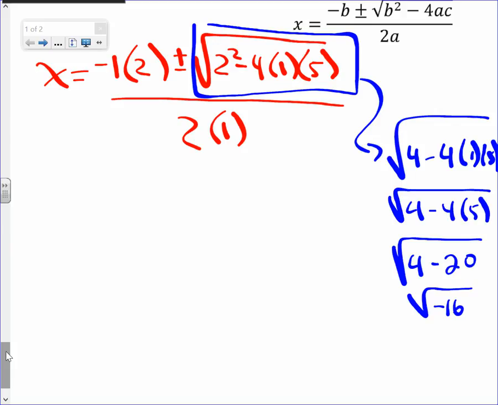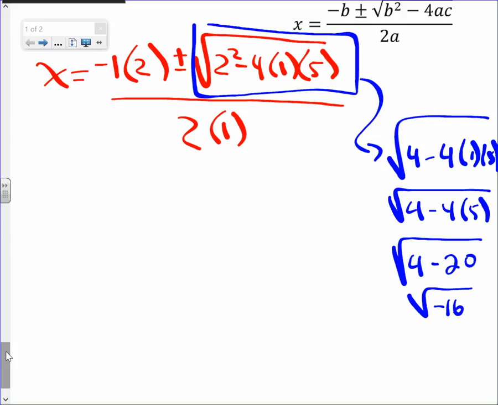All right, watch this now. So the square root of negative 16 is what we call an imaginary number. It's not a real number. In other words, there's no such number times itself that becomes negative 16. Matter of fact, negative 4 times negative 4 equals positive 16. Right.